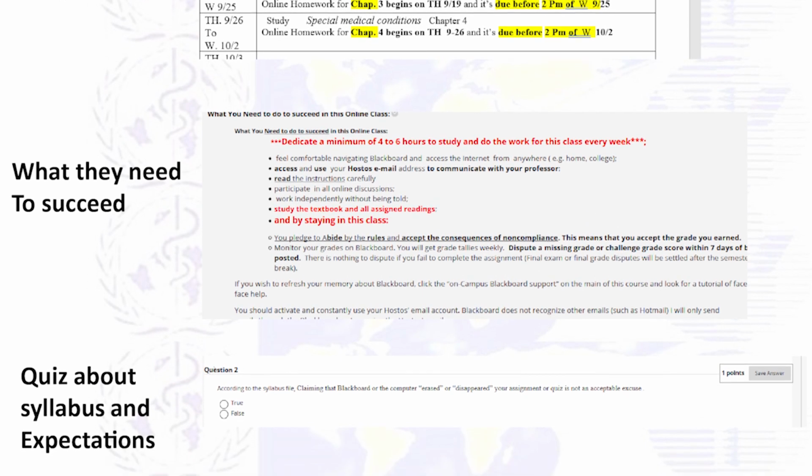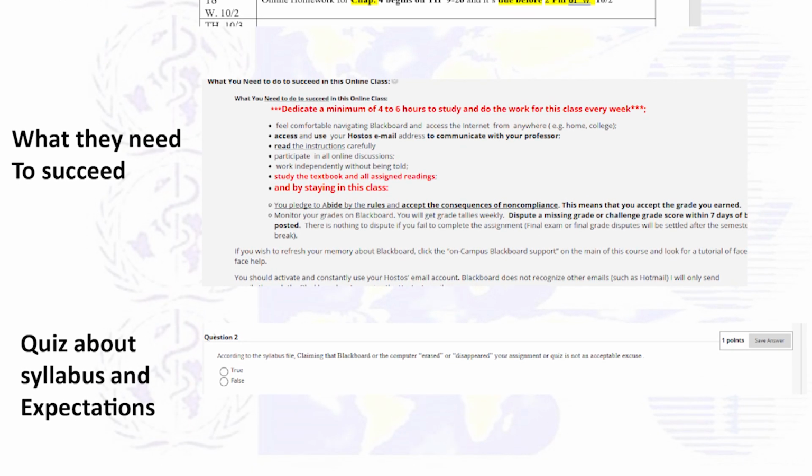And to make sure that they know that, I have a quiz to test their ability to understand my instructions. Did they read the expectations in the syllabus? And I found that through that quiz, at least I can make sure that they read it and they know it. So you set the expectations for students at the beginning of the semester.